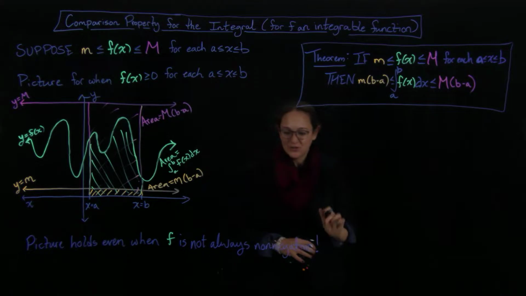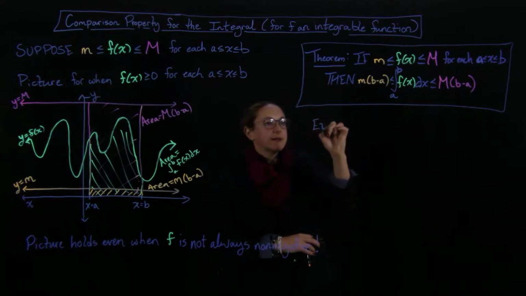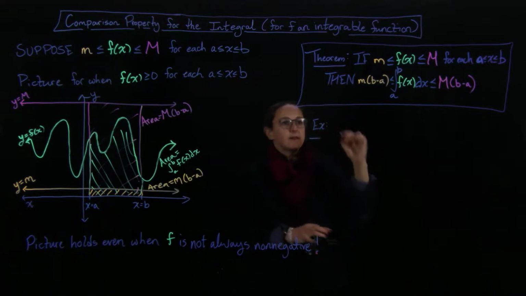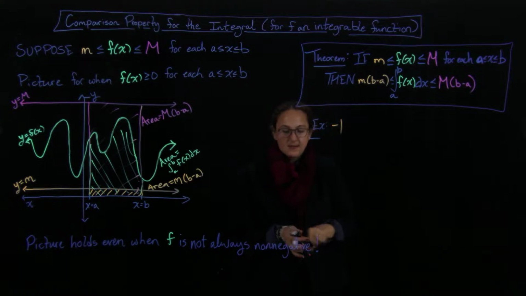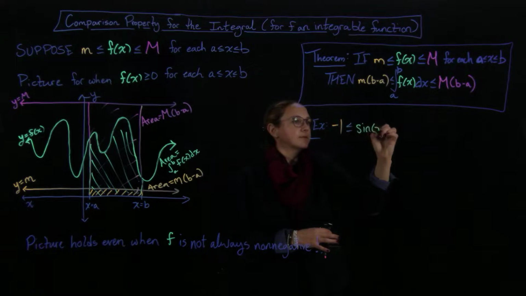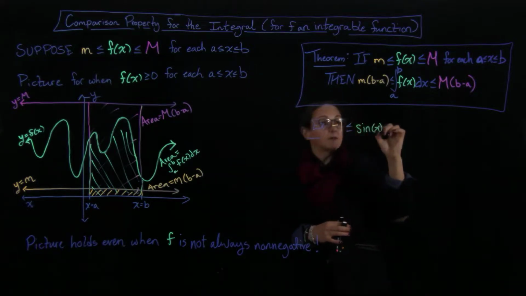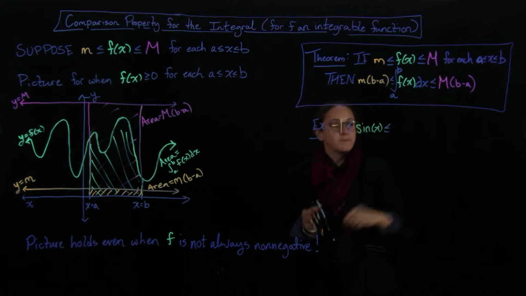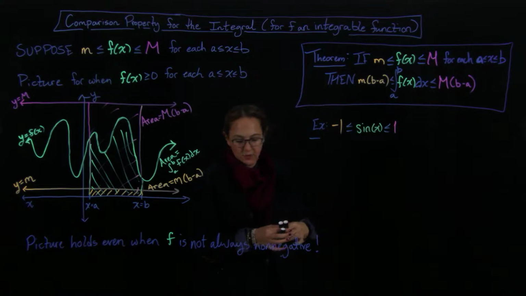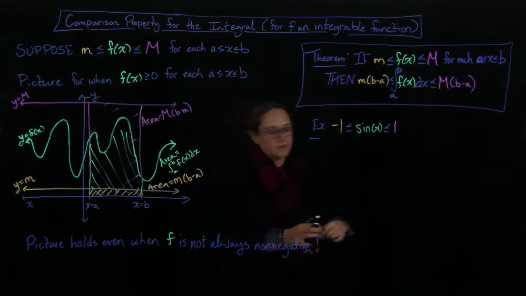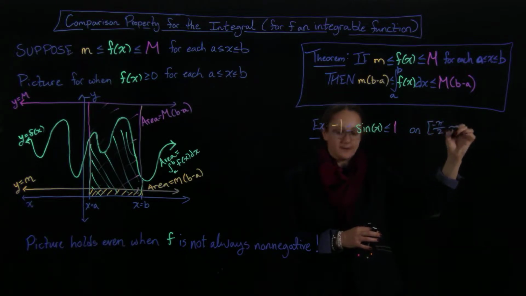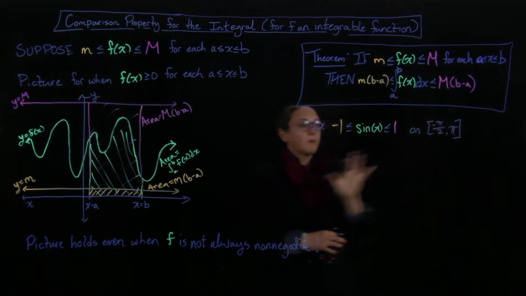And let's go ahead and show an example of its use. Okay, so here's an example. I know that always we have that minus 1 is less than or equal to sine of x, which is less than or equal to 1. Right, so sine of x always stays between minus 1 and 1. Well, it's always true. But in particular, it's true on this interval. If I wanted to look at the interval minus pi over 2 to pi. Why not? Okay.